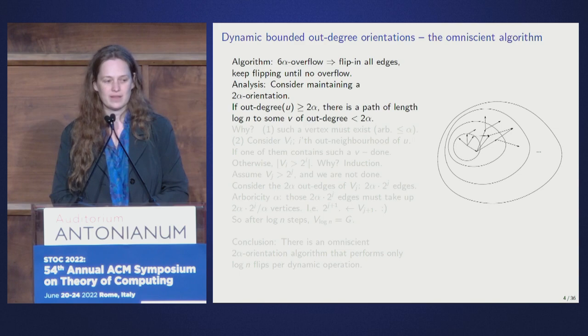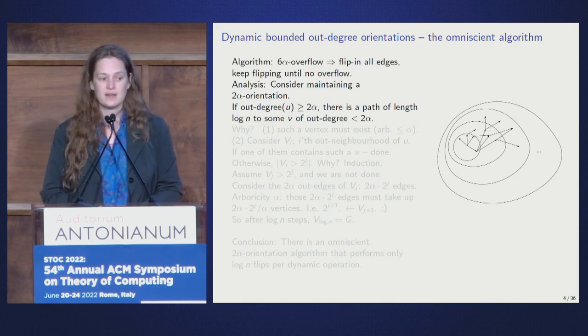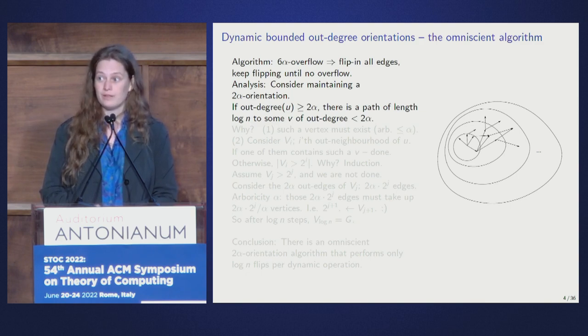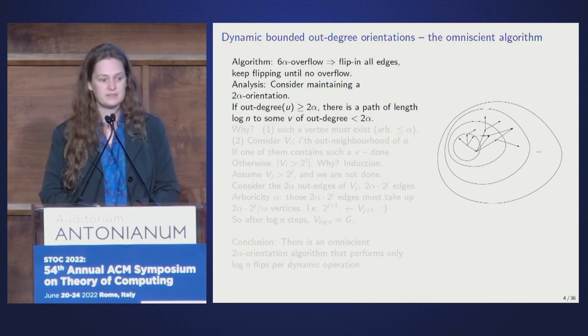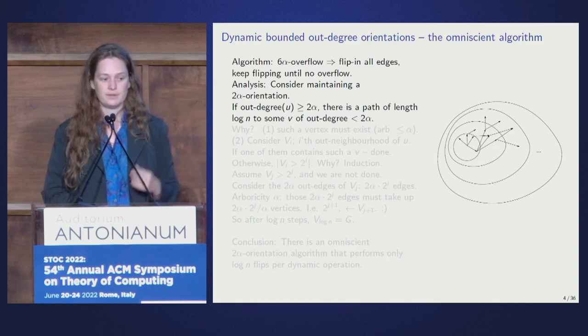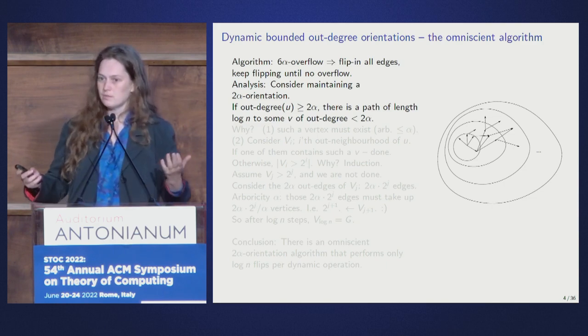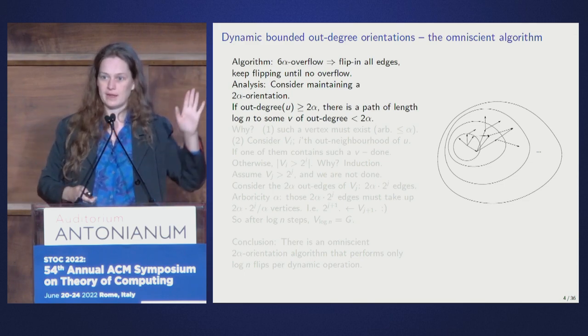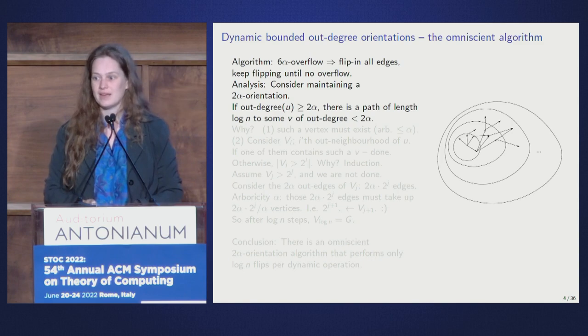Now, let's analyze an algorithm, and it doesn't need to be efficient. We're just talking about existence here. It maintains a 2 alpha out orientation. Now, if a vertex has an out degree strictly more than 2 alpha, we need to find some augmenting path and augment that. And we want that path to be not too long. So the lemma is: if there is a vertex of out degree more than 2 alpha, then there is also a path of length log n to some vertex whose out degree is strictly smaller than 2 alpha. And that's what we want, because then you augment that path. Again, this is not an efficient algorithm. I just want to say that it exists as a recourse analysis, and later I'm going to use that to analyze the stupid, greedy algorithm.